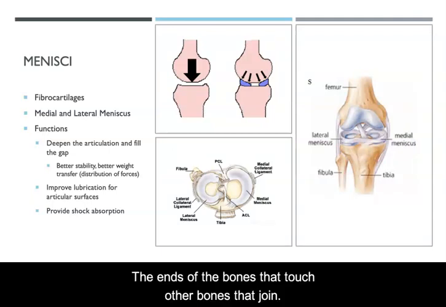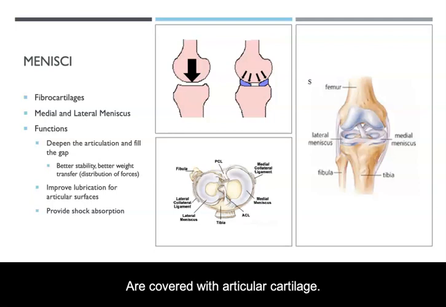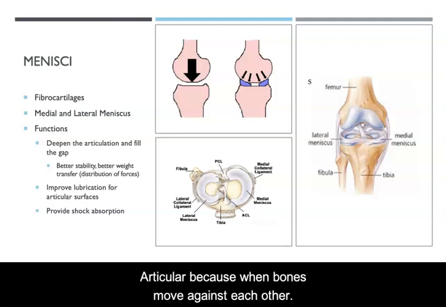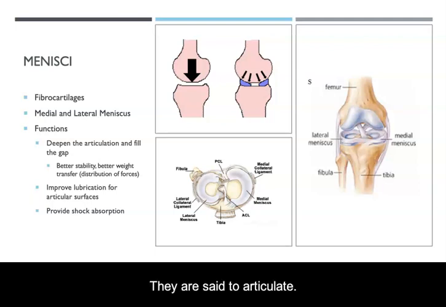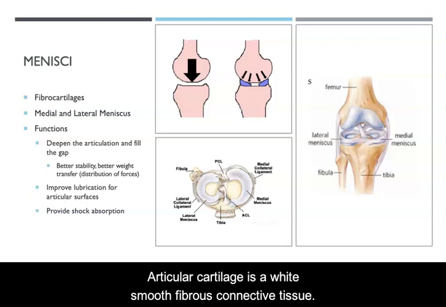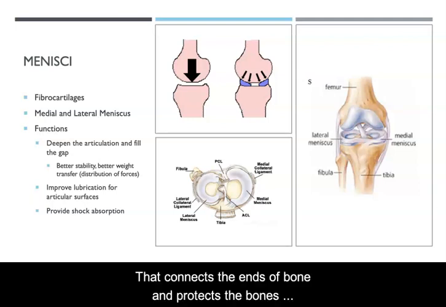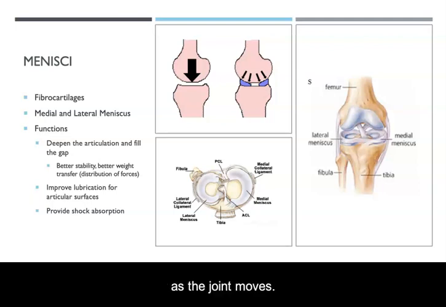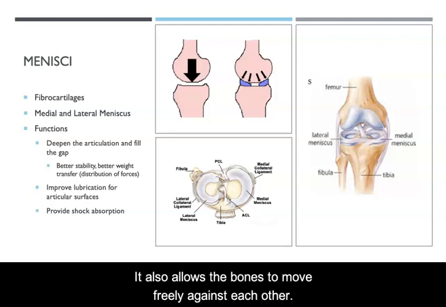The ends of the bones that touch other bones, a joint, are covered with articular cartilage. It gets its name, articular, because when bones move against each other, they are said to articulate. Articular cartilage is a white, smooth, fibrous connective tissue that connects the ends of bones and protects the bones as the joint moves. It also allows the bones to move freely against each other.